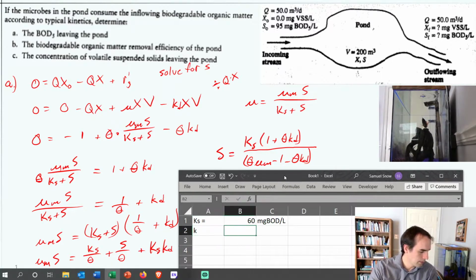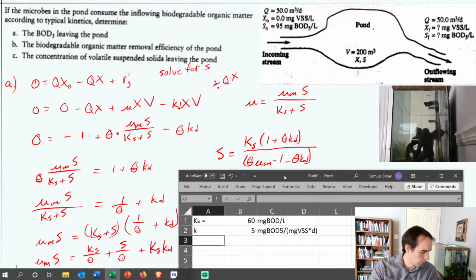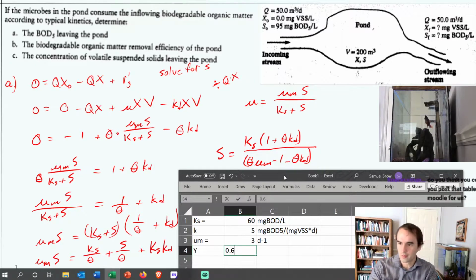Let's say Ks is 5 milligrams BOD per liter, and K is 5 milligrams BOD per milligram VSS per day. We don't need that one just yet, but we will. The mu max equals, as a default, 3 per day. The yield coefficient was 0.6.